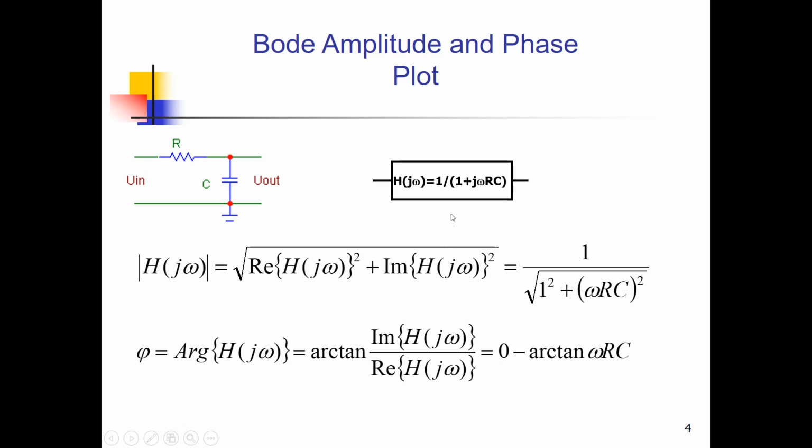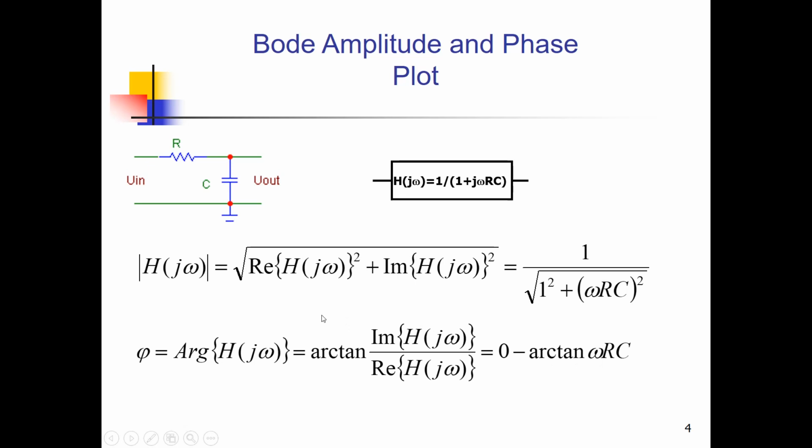For the denominator, we do the same thing. As we said earlier, it's the phase of the numerator minus the phase of the denominator. So we get minus the arctangent of the imaginary part, which is omega times r times c, divided by the real part, which is 1. So we get minus arctangent of omega times r times c.